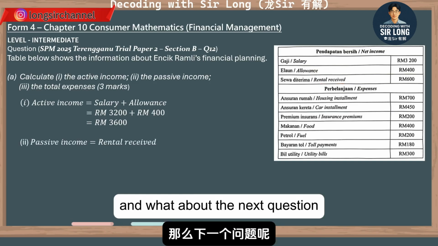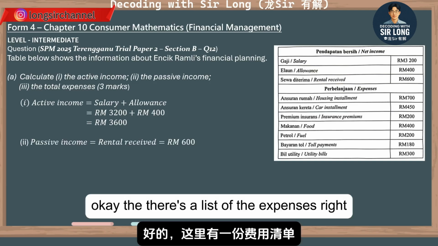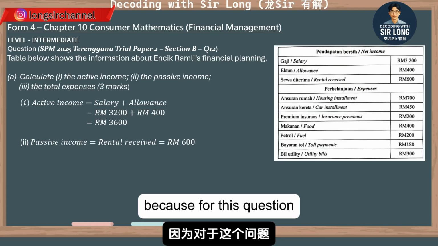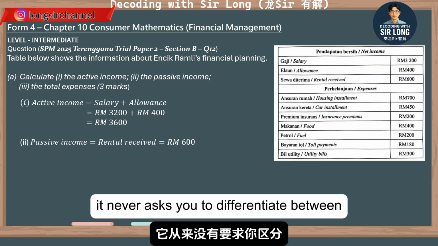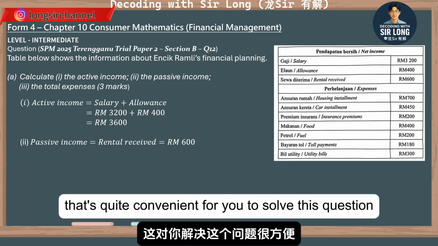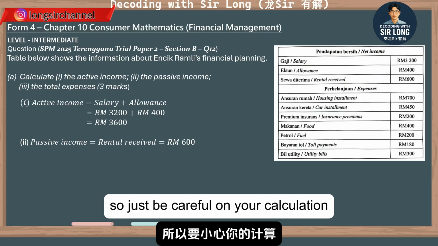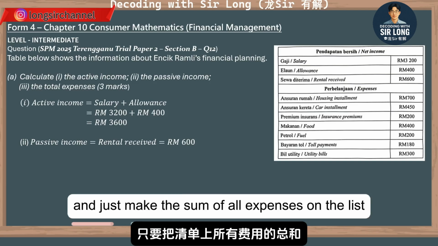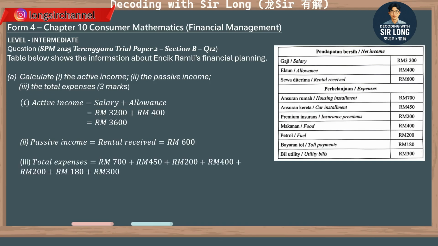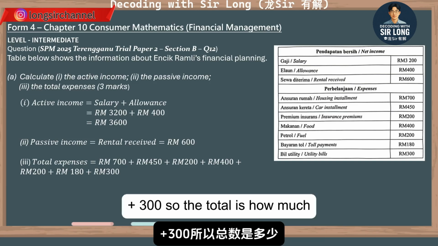And what about the next question, the total expenses? Okay, there's a list of the expenses, right? Because this question never asks you to differentiate between fixed expenses and variable expenses, that's quite convenient for you to solve it. However, there's only one mark, right? So just be careful with your calculation and make a sum of all expenses on the list. That's all, okay? So which is 700 plus 450 plus 200 plus 400 plus 200 plus 180 plus 300.